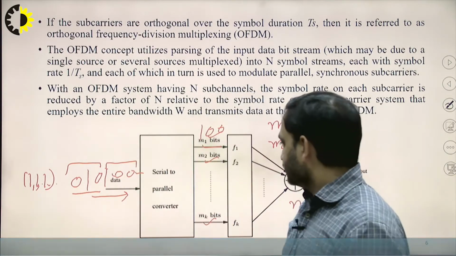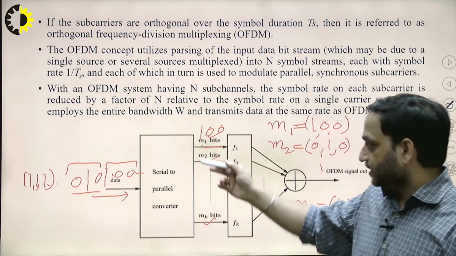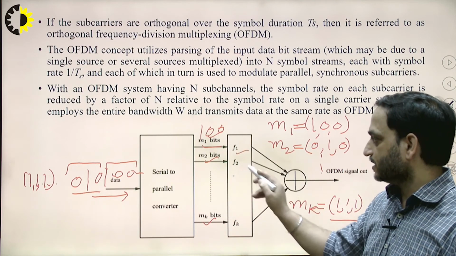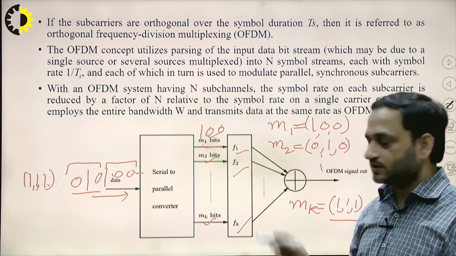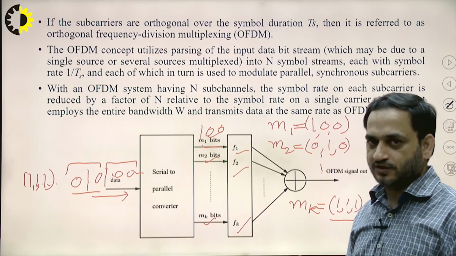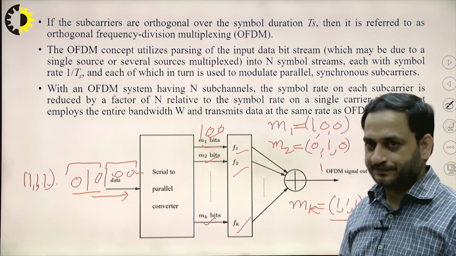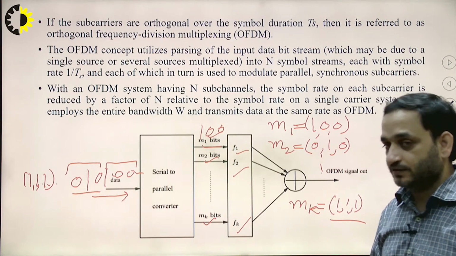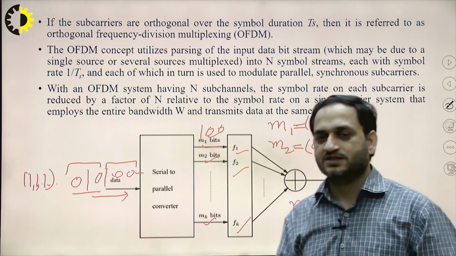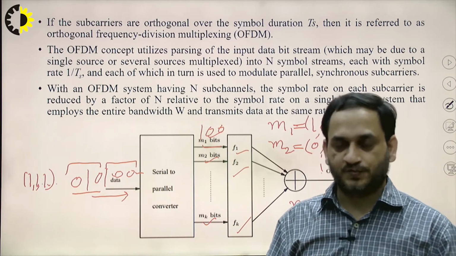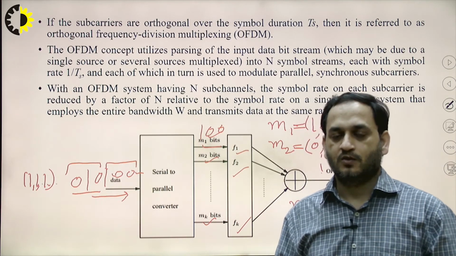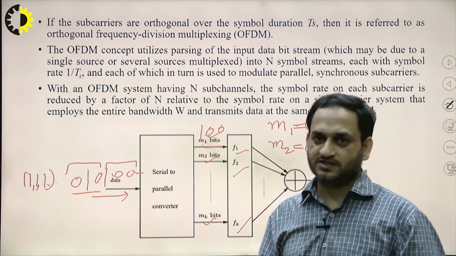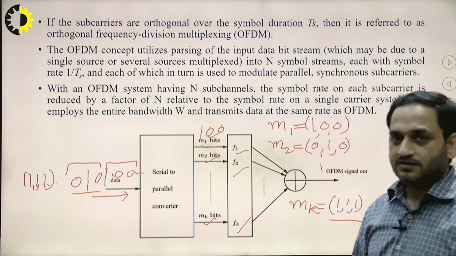We divide this complete bit stream into subgroups, then convert it with a serial to parallel converter, then it is modulated with the frequencies f1, f2, up to fK. These subband frequencies are used for the modulation of these bit streams. This modulation can be of any type: if you are taking only one bit at a time it will be BPSK, or QPSK, or QAM, or 16 QAM or 64 QAM. Based on the modulation scheme, we modulate these bits.